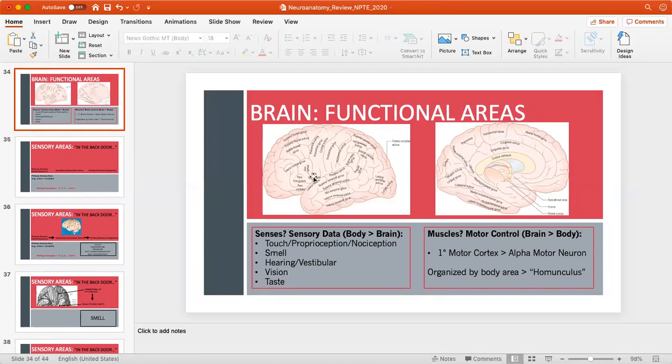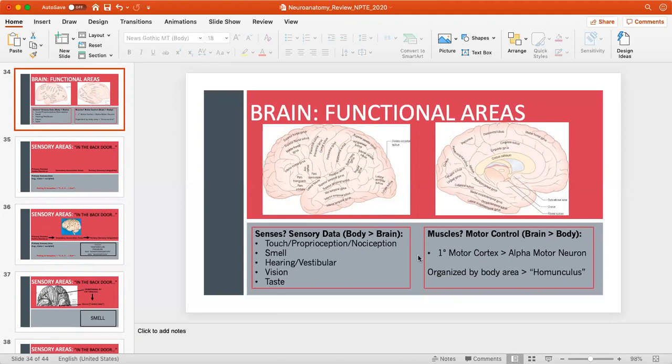So for example, a stroke. Well, what deficits do we see, or what area of the brain is affected, and then what deficits might we predict? What areas might we want to train to reduce deficits or bring about the best function that we can.